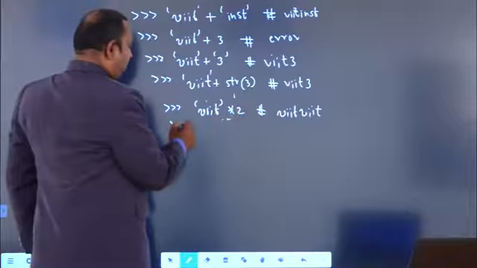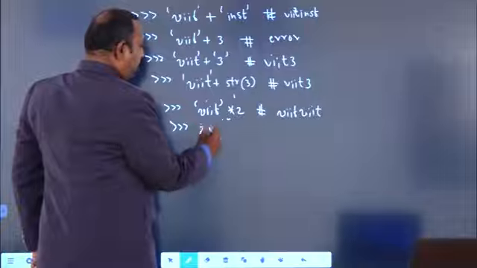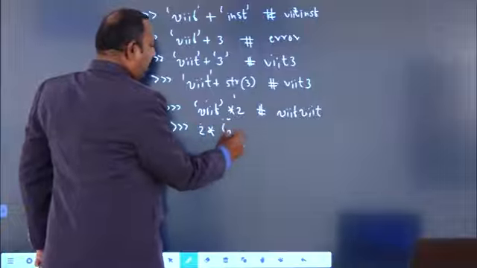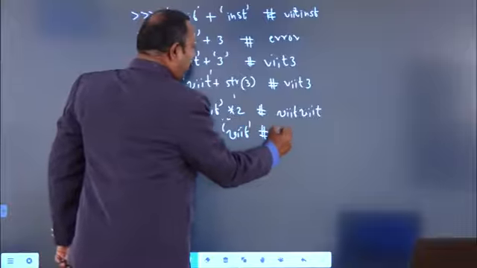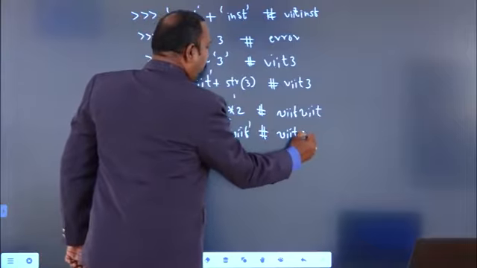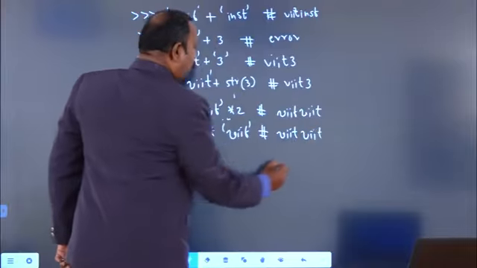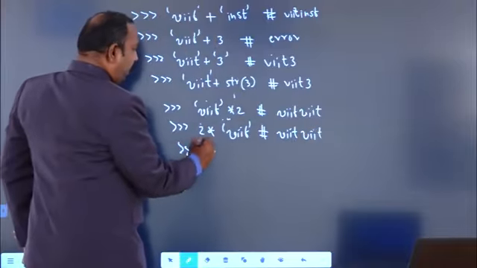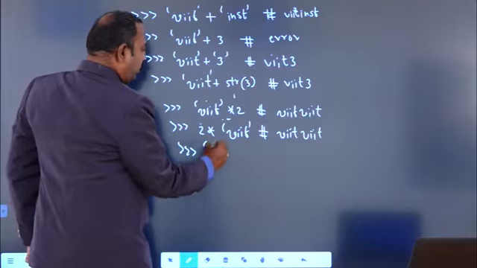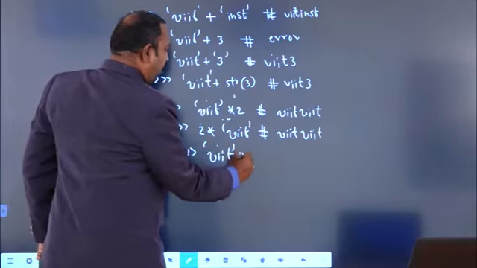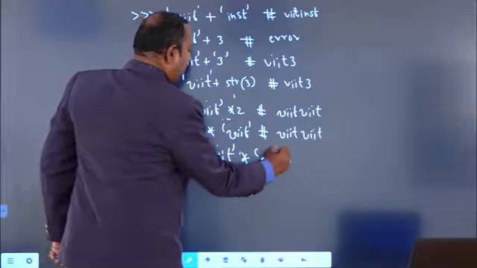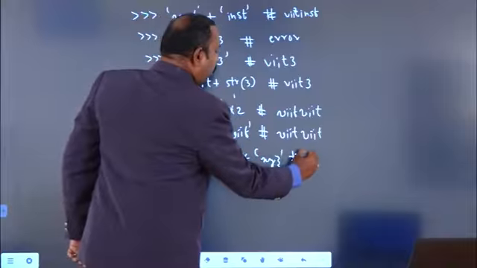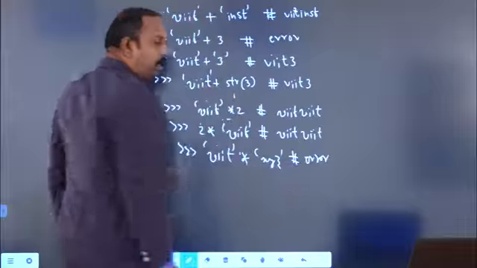Suppose I have written 2 into VIIT. So what is the output you will get? VIIT and VIIT, you will get as the output. Suppose I have written VIIT into some XYZ. Then you will get an error as the output.